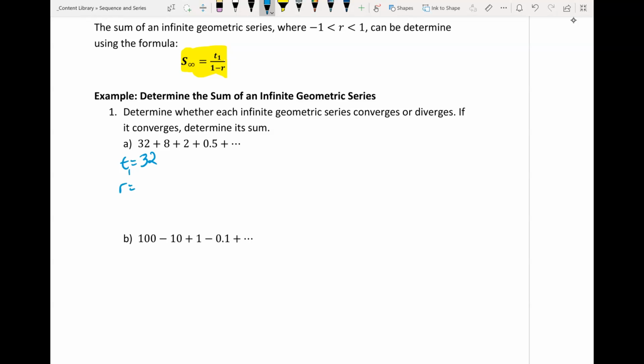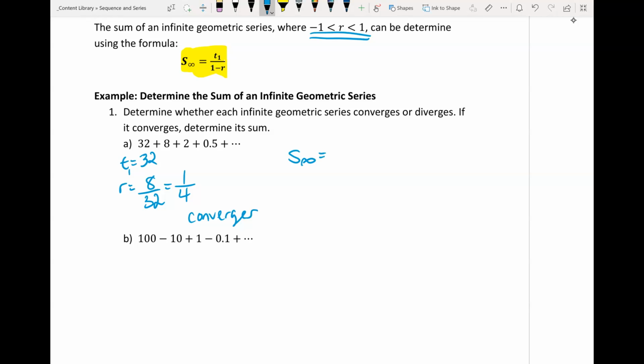And to find r, all I have to do is take the second term and divide it by the first term, which is equivalently 1 over 4. Or you could have done 2 over 8 or 0.5 over 2. You're still going to get r equals 1 over 4. So let's see what we get here. Because r fits in between -1 and 1, then we know that this series converges. Now, if our r does not fall within -1 and 1, then we know that our series will diverge.